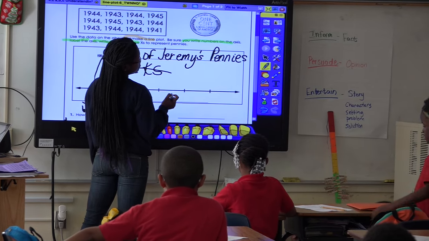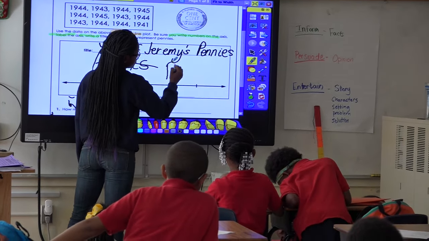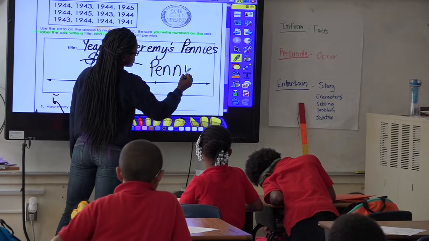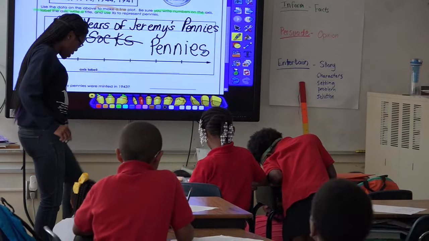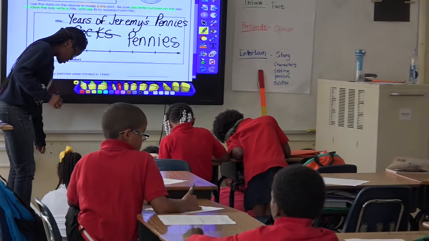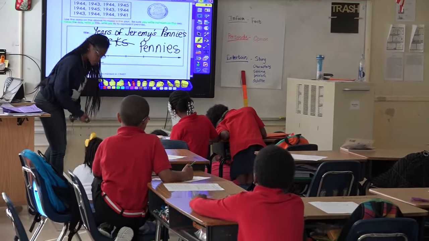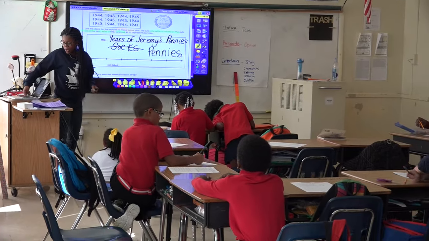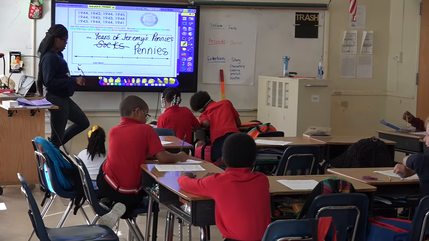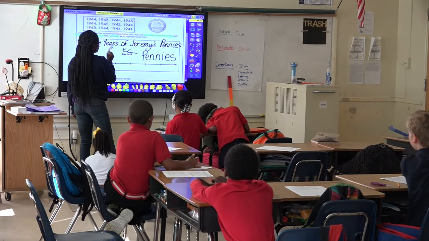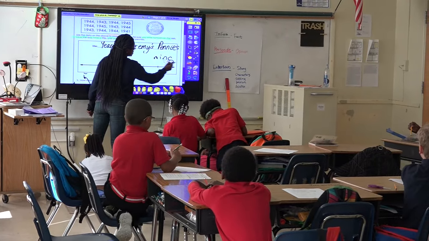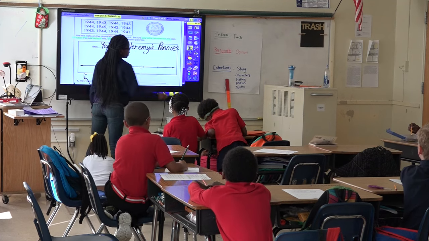What if I put just pennies as my title? Does that make sense? No. Why not? Why doesn't it make sense, Romare? Because they don't know what you're doing with them. They don't know what you're doing with the pennies. They don't know if you're eating them, baking them in cupcakes. So you want to make sure your title is short, but that the people reading your graph know what you're talking about. So this is the title we'll use for our line plot.